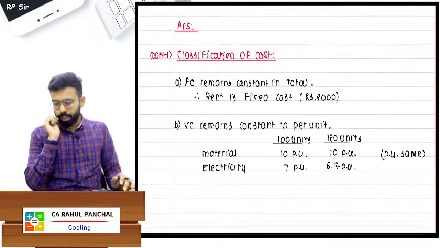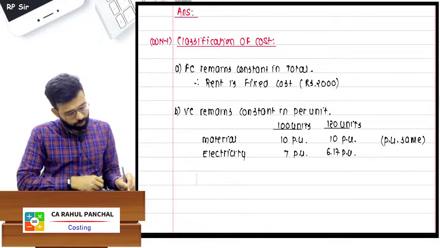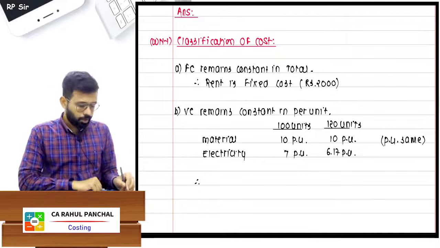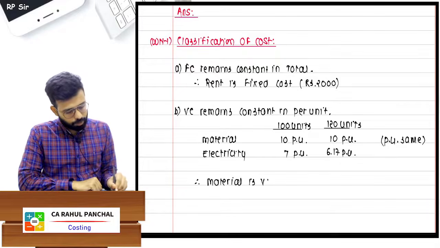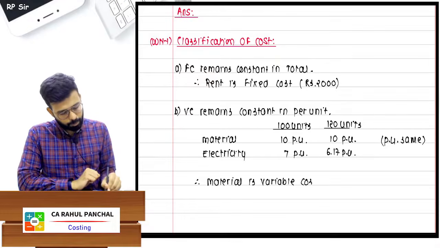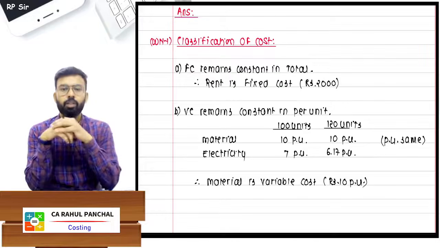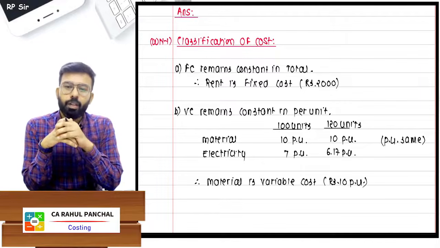Therefore material is variable cost. I can say rupees 10 per unit. It is always incurred on per unit basis, like ice cream cost. It is 10 rupees per unit.